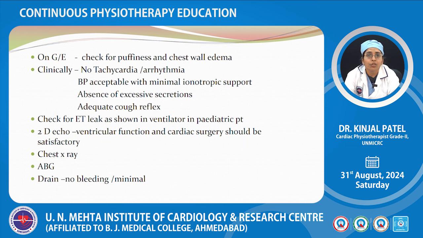Then clinically, no tachycardia or arrhythmia, blood pressure acceptable with minimal inotropic support, absence of excessive secretion, and an adequate cough reflex. Then check the ET leak, which we can show on the ventilator for a pediatric patient. In 2D echo, we can see ventricular function, and after cardiac surgery it should be satisfactory. On chest X-ray, we look for no pneumothorax or collection. Then in ABG or drain, no bleeding or minimal.